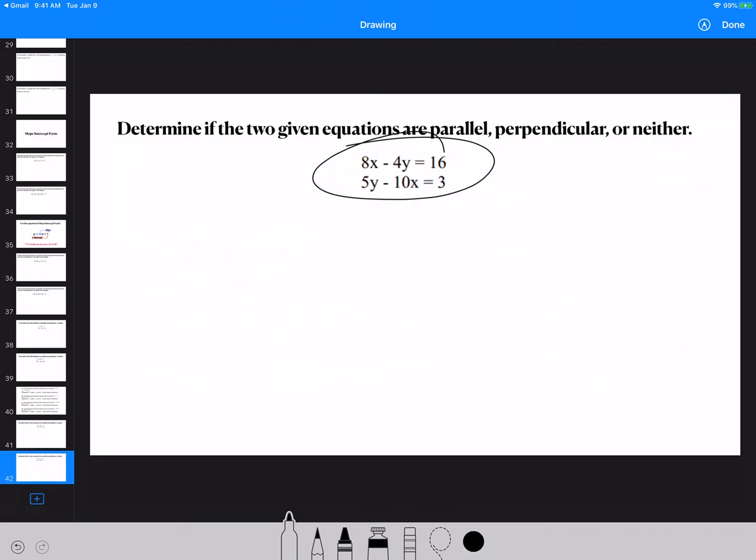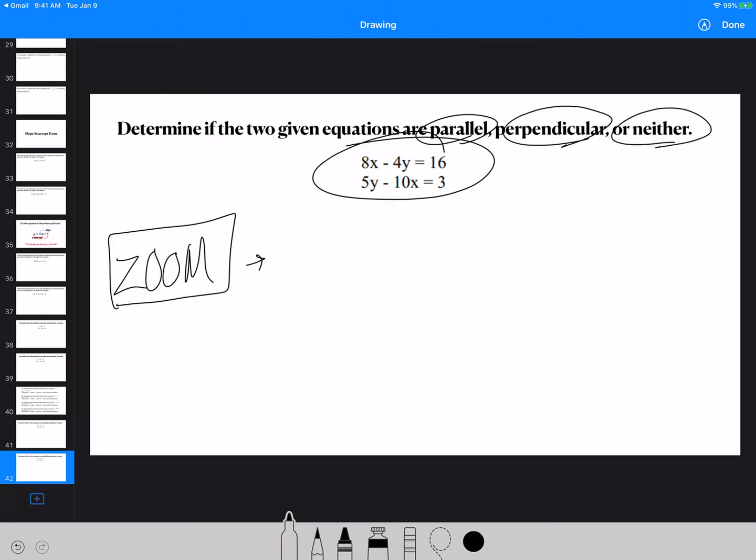All right, last question to go. Determine if the two given equations are parallel, perpendicular, or neither. Now for this one, I would like you to write this in the Zoom chat and look for the equation at the end. And then tell me the answer, whether they're parallel, perpendicular, or neither.